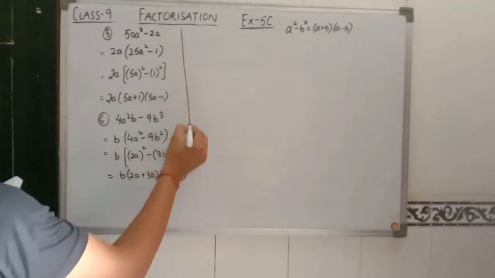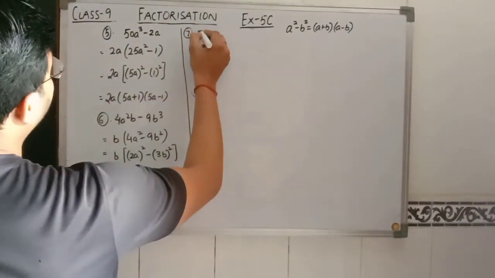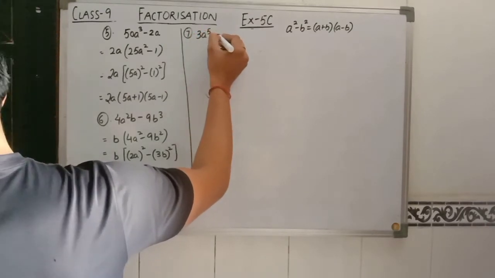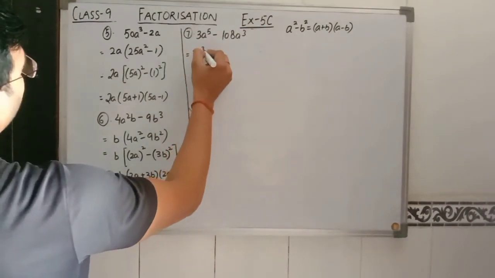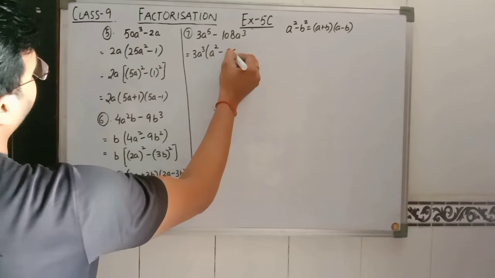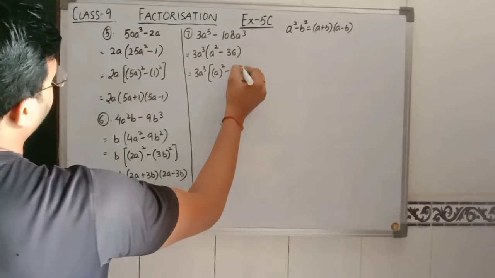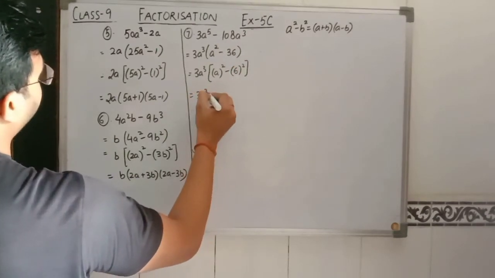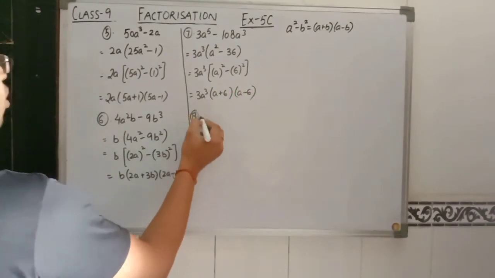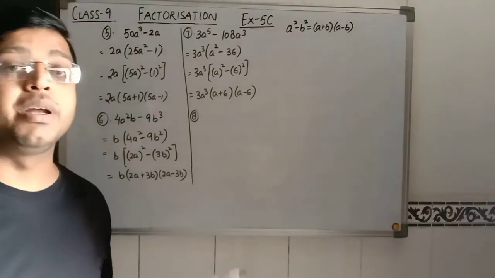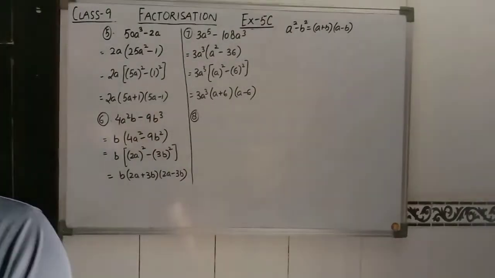So all the questions are very easy until you do not know how to apply. Question number 7 is saying 3a to the power 5 minus 108a cube. Now you have to take 3a cube as common. So the result will be a square minus 36. So 3a cube will remain the same. It can be written as a square minus 6 square. In the first bracket a plus 6, in the second bracket a minus 6. So always remember, if something is common in the very first step, then you have to take it. Otherwise you cannot proceed.